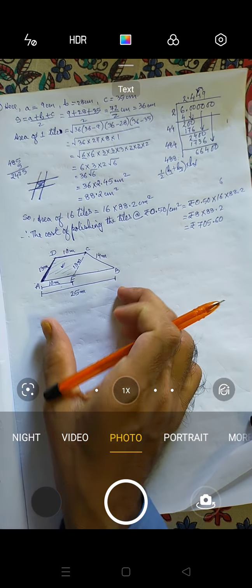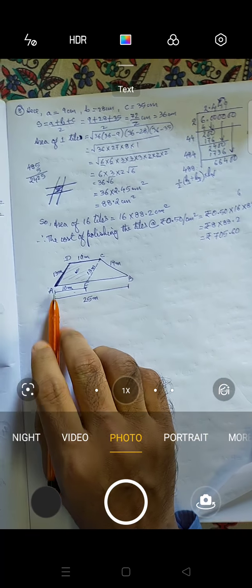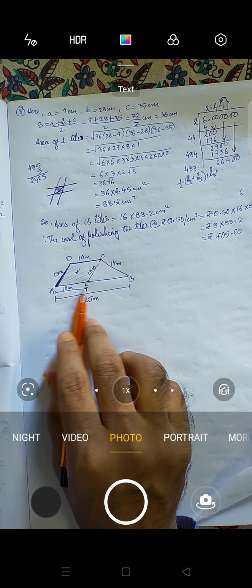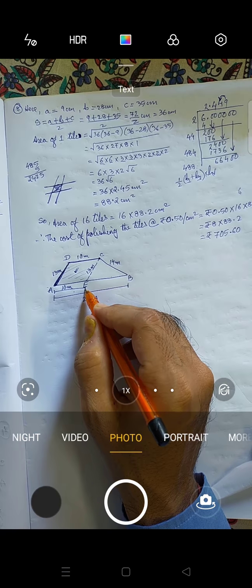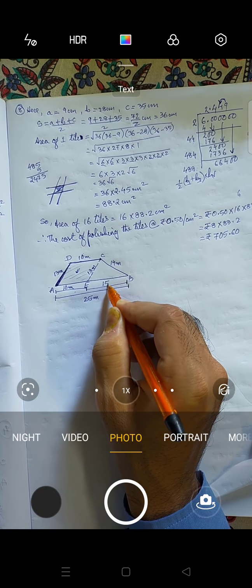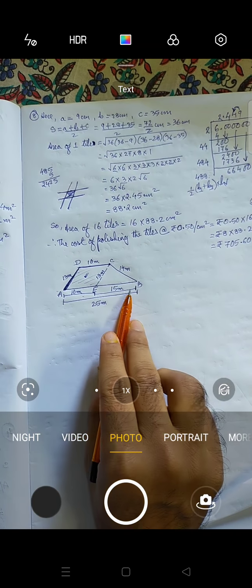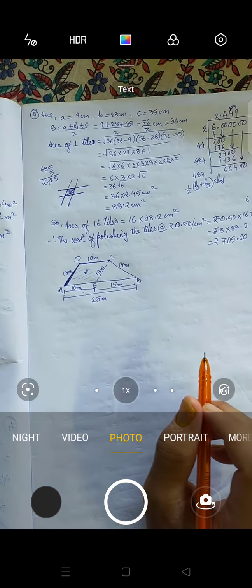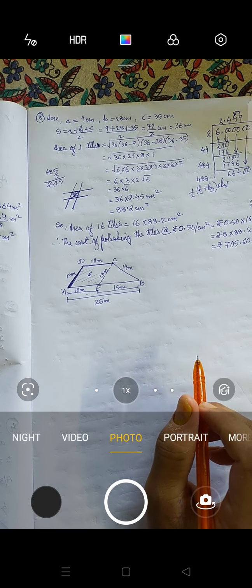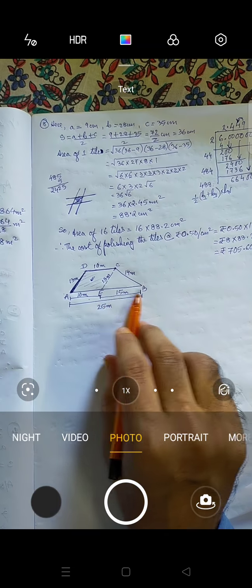Now the total from A to B was 25. Now from A to E, this is 10. So definitely from here till here, it will be 15 meter. Yes or no? Because 10 plus 15 will be 25. Is it or not? Okay, so we got this one as 15.